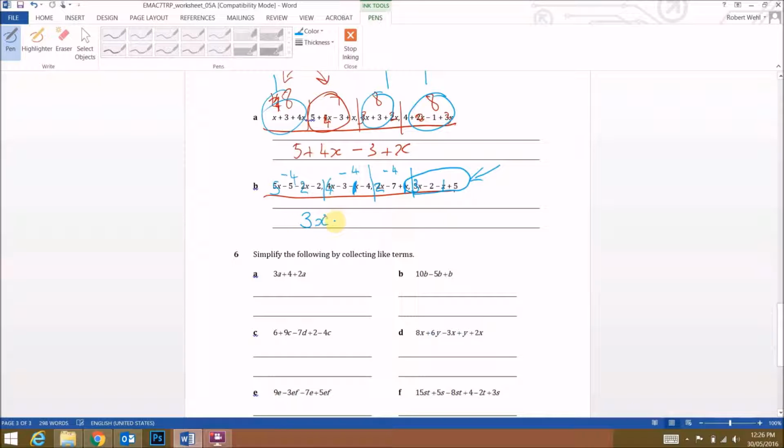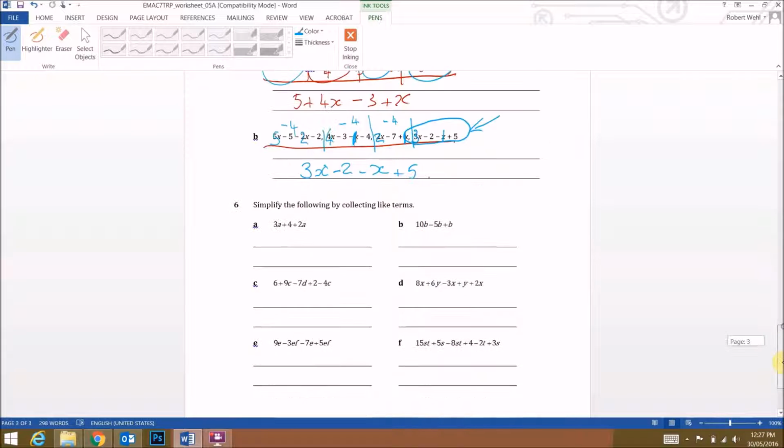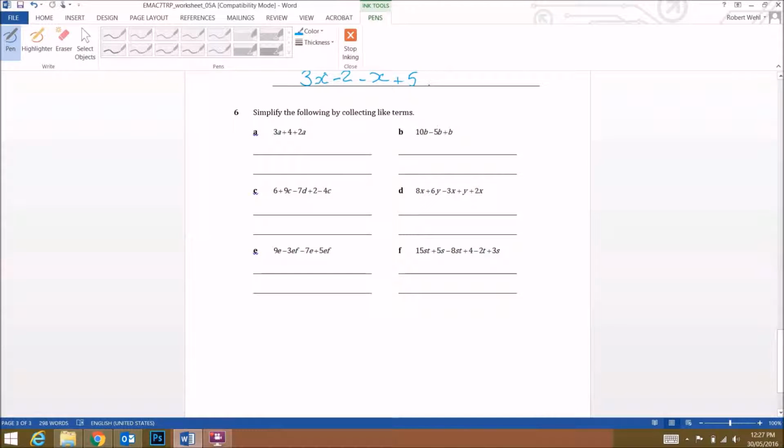I'll just write it out like that. Okay. Last one, simplify the following by collecting the like terms. So here we are collecting like terms. Very simple process. Let's start with the A's. So we've got 3A and plus 2A, which means that when I put them together, I've got 5A, and then I'm left with a plus 4.